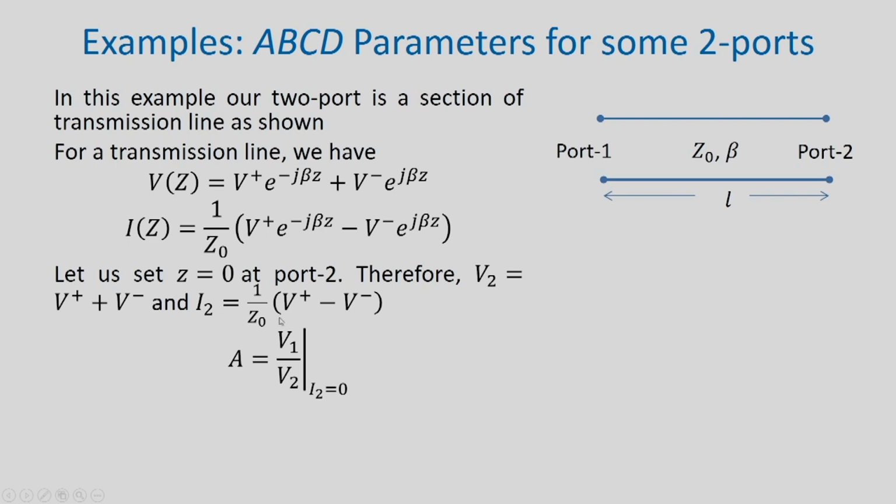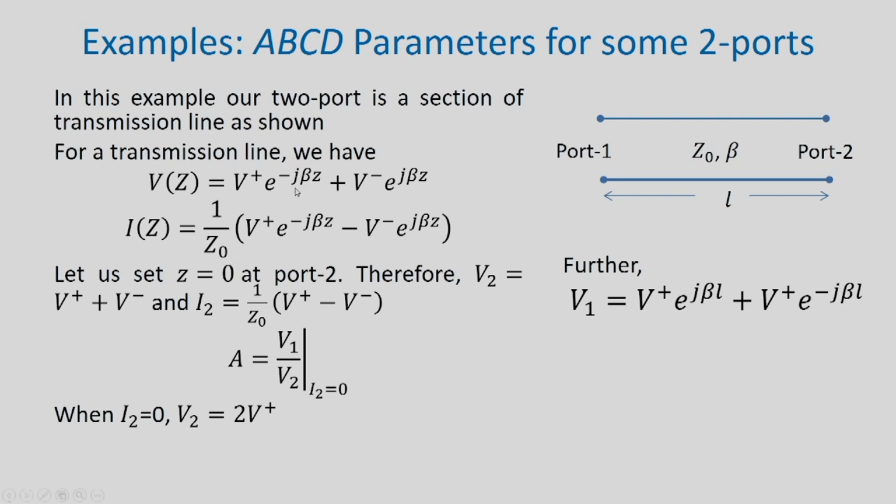So, when I2 equal to 0, V plus becomes V minus and therefore, we have V2 equal to 2V plus, and V1 we can calculate by replacing this z by minus L. So, V1 becomes equal to V plus e to the power j beta L plus V plus e to the power minus j beta L. And now, if we take out this V plus and divide by V2 which is 2V plus, we will get e to the power j beta L plus e to the power minus j beta L by 2 and therefore, A becomes cos beta L.